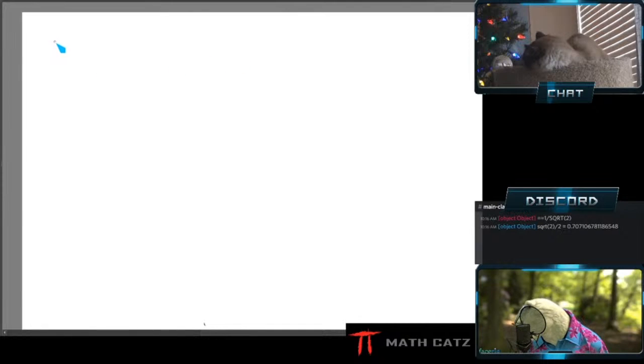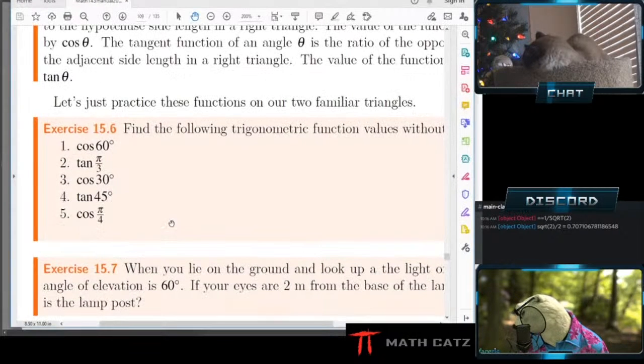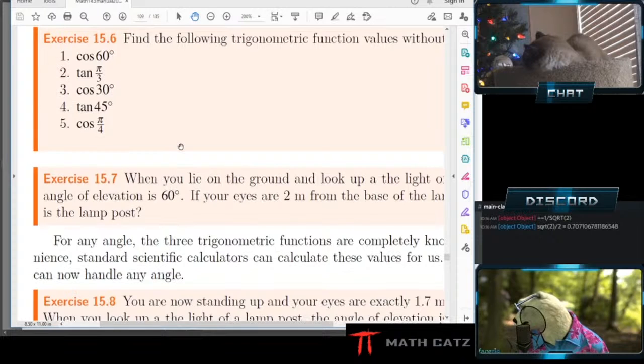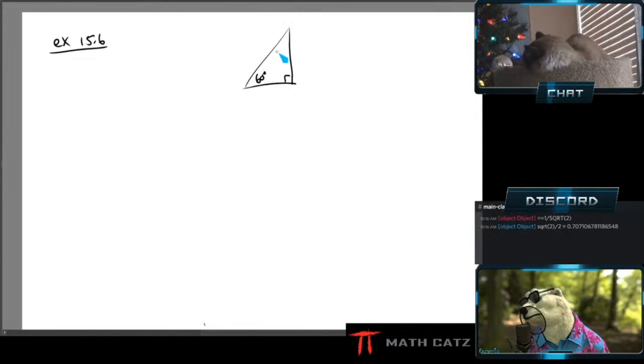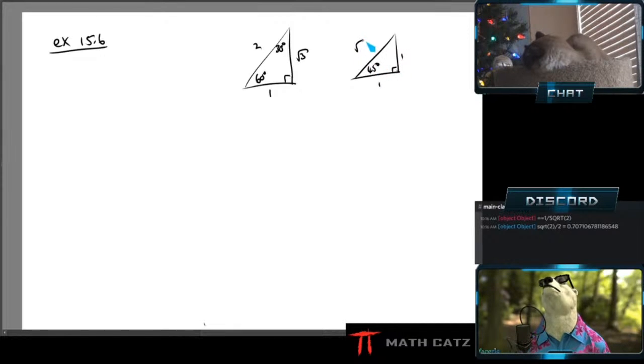which we haven't done. So I guess we do have it over here in exercise 15.6. And for that, I need my triangles, right? I just do a rough drawing of the 60-degree, 30-degree triangle, 2, 1, root 3. And my 45-degree triangle, 1, 1, root 2.